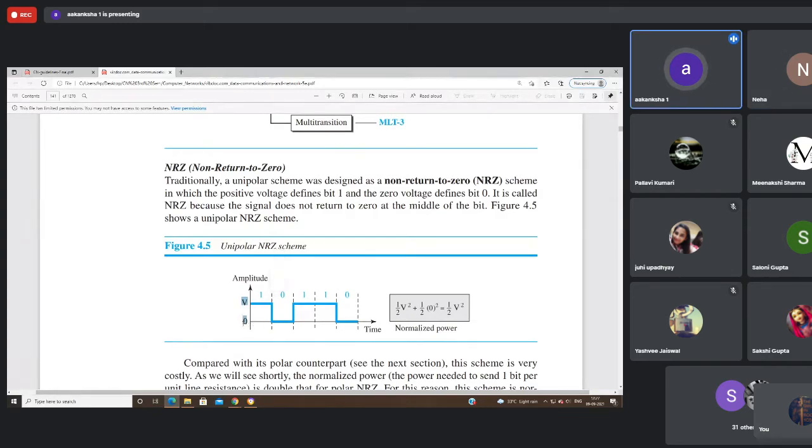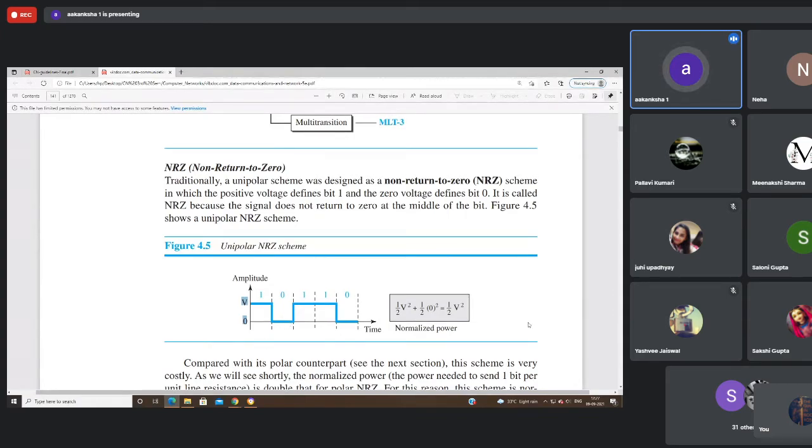This is 0 volts on the time axis, and this is the amplitude of the signal. V volts is the highest amplitude. If we are sending V volts for the entire bit duration, it will be treated as 1. And if we are not sending anything, it will be treated as 0 bit. So if it is 0 volts or the absence of the signal, that will be treated as 0.